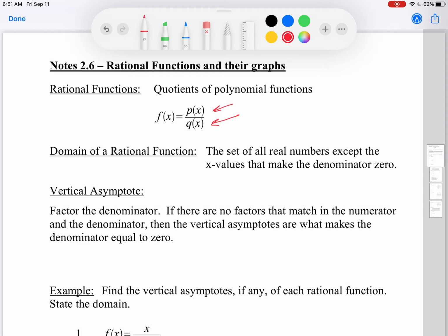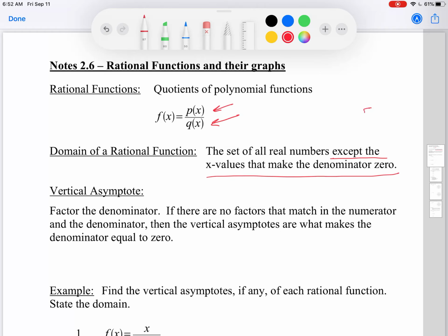Then we have domain of rational functions. All right, we've talked about this in Unit 1. We've talked about this in Unit 2. We're going to talk about it again. So, domain of a rational function is the set of all real numbers except the x values that make the denominator 0, okay?